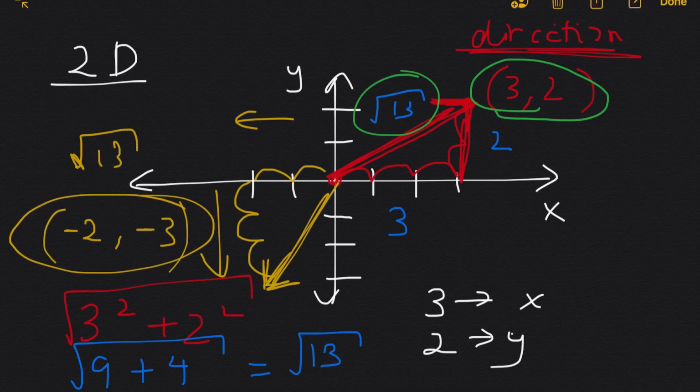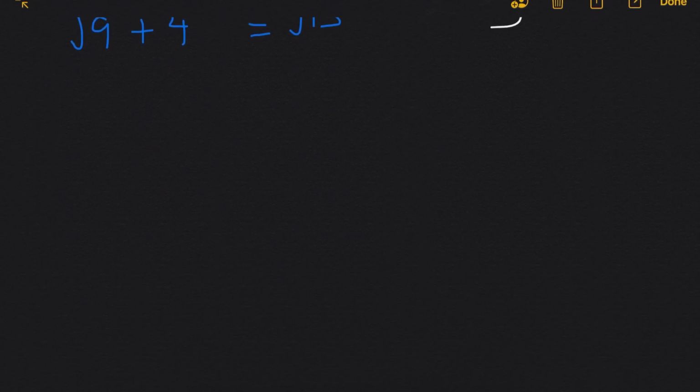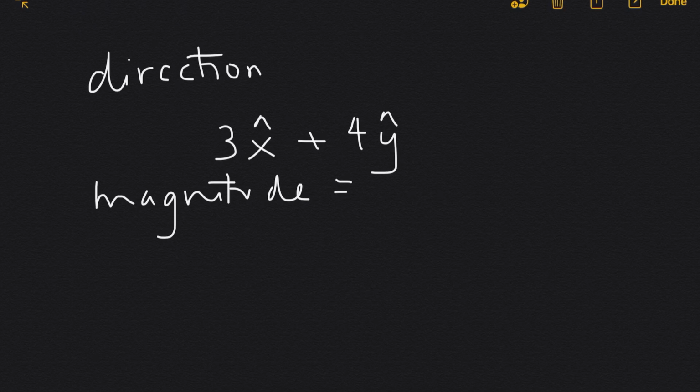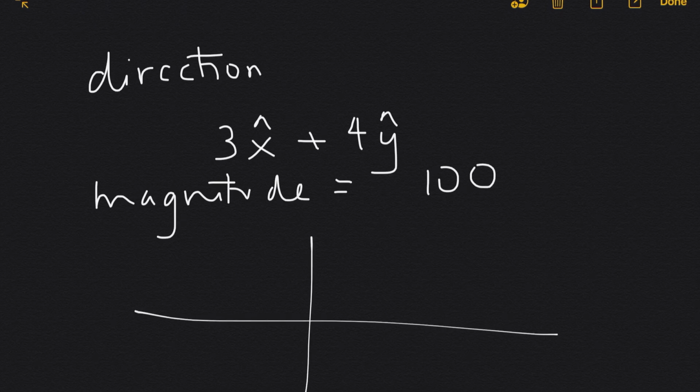Now you might be confused, what kind of form would they give it to us in? Well, let's see an example to understand that. So let's say you're given that the direction is 3x hat plus 4y hat. And now you might be confused. What does this mean? And I'm going to talk about that. And the magnitude is equal to, let's say, 100, okay? So how do I graph or represent this?